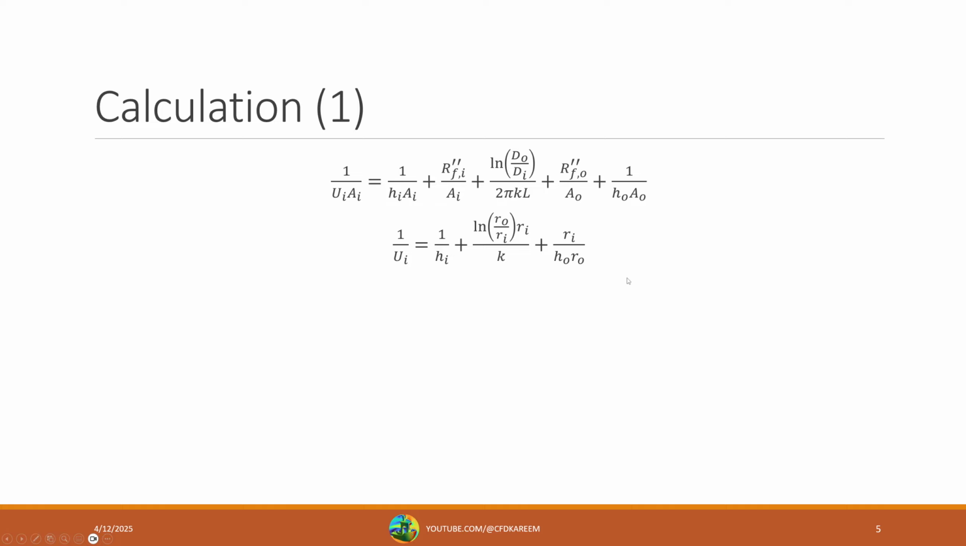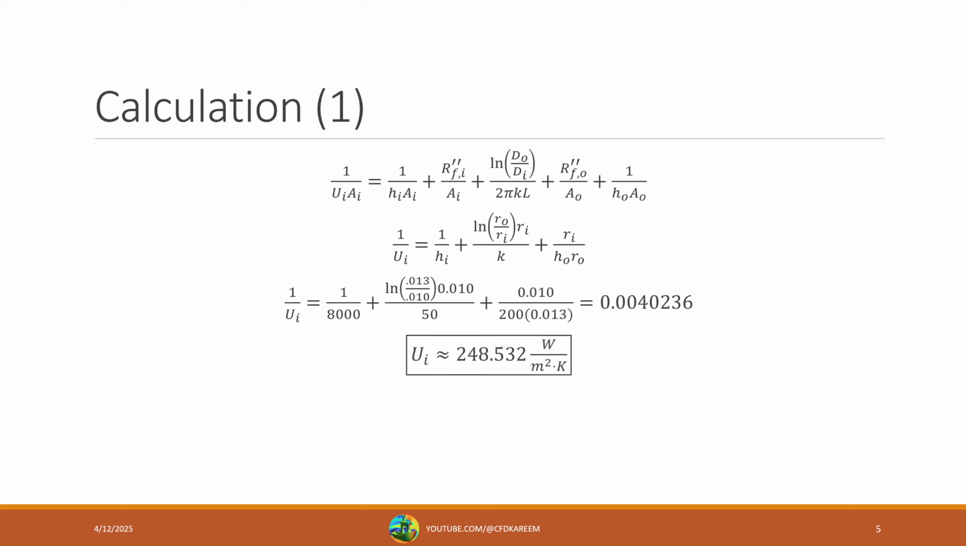Over, and our equation is going to reduce to this. And with that reduced equation, we can go ahead and plug in all the numbers that were given. So we can plug in the heat transfer coefficients, as well as the radius of the inside and outside, and the thermal conductivity k on the bottom here. And we'll get a value of approximately 0.004. And then we'll just rearrange that to solve for U_i. And we'll see on the inside, or on the cold side, we get an effective heat transfer coefficient of 248.532 watts per meter squared Kelvin.